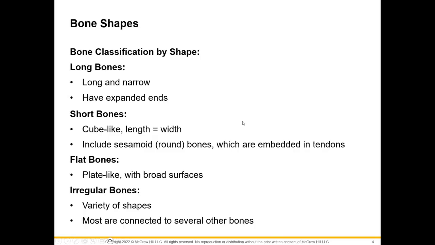So first, we can classify bones by their shape. So we can talk about long bones, which are long and narrow. They have expanded ends. That's kind of the typical bone that most people think about. And then you have short bones, which are more cube-like, or their length is equal to their width. And this includes what we call sesamoid bones or round bones. And these are often embedded in the tendons. The flat bones, which are plate-like, and they have very broad surfaces. And then irregular bones. So that's all the others that don't fit neatly into the other shapes. And most are connected to several other bones.